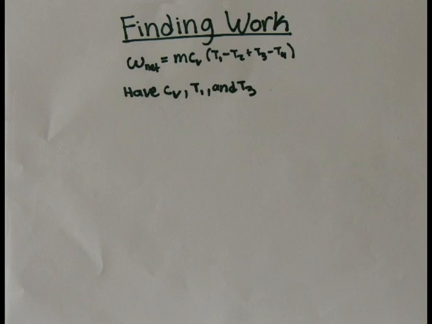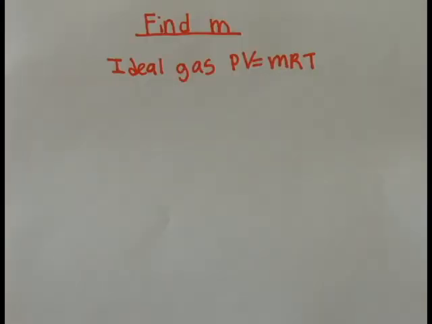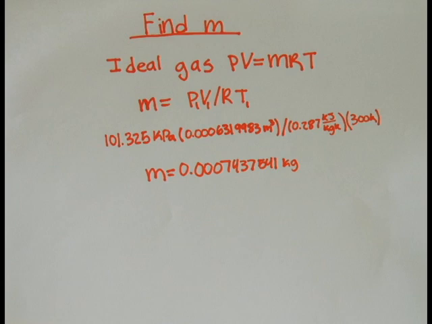Since we know that net work is mCv times (T1 - T2 + T3 - T4), we need to find m, T2, and T4. Since air is an ideal gas, to find m, we can use one of the relationships of an ideal gas. This relationship is that PV equals mRT. So m equals PV over RT. We have all of these values, so we find that the mass is 0.000737 kilograms.